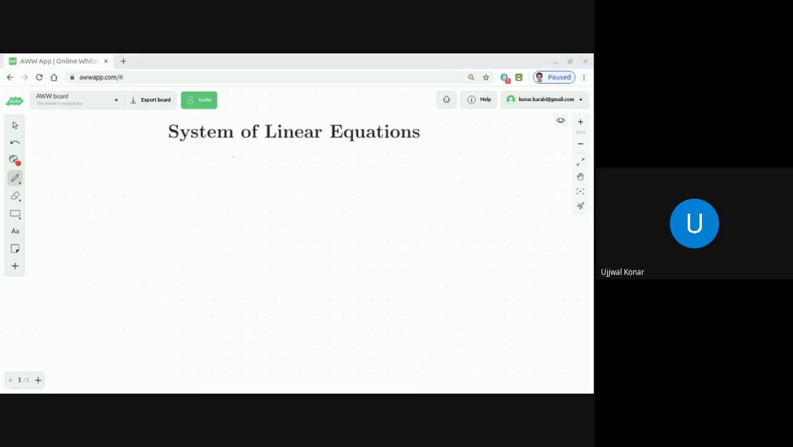Good evening, dear students. Let us start our class. Today we are going to discuss system of linear equations.